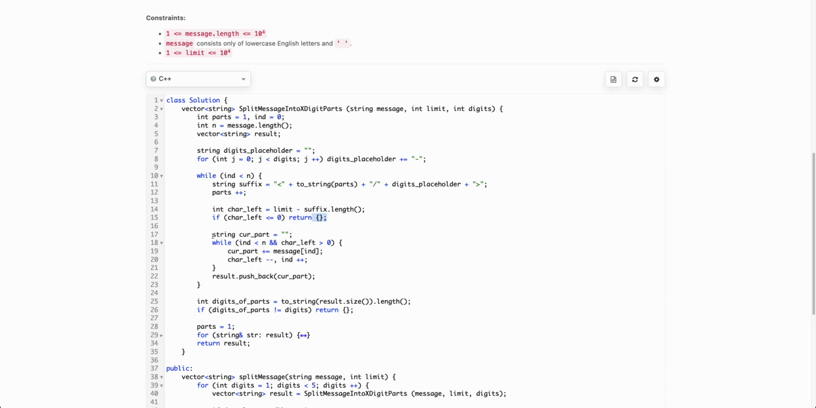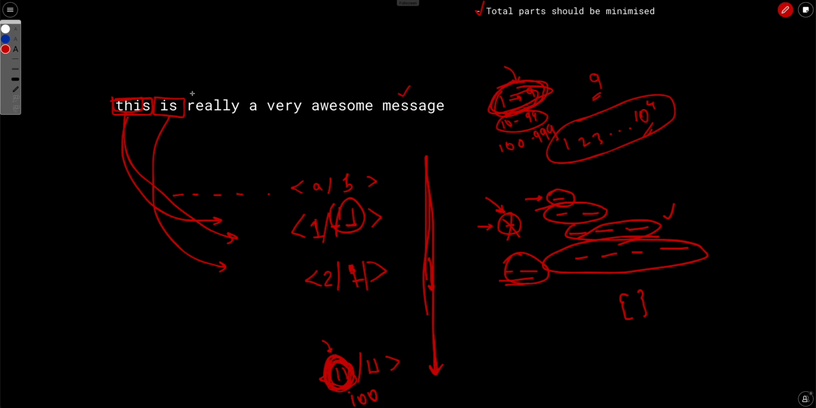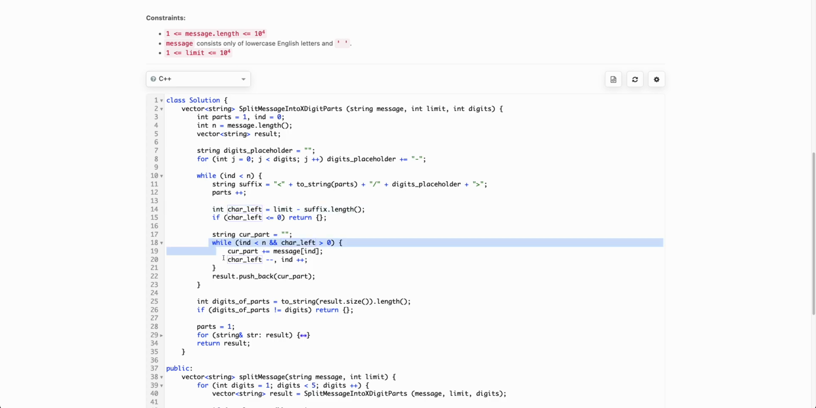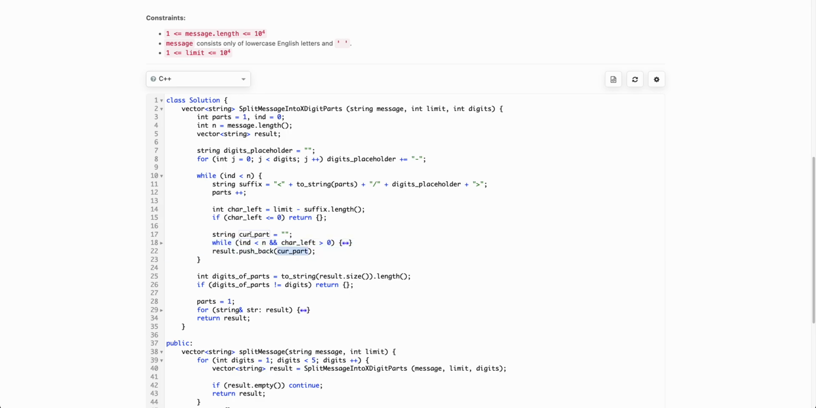Otherwise, we will find out this many number of characters we can put. Depending on how many we have already taken, we will take the remaining x number of characters based on this chars left. That's what this while loop is doing. It is just taking this many characters, and after we have taken this current part, we will push that into a result. Notice that we are not pushing the suffix here, we are just pushing the parts. The suffix is not complete yet. We considered the length of the suffix, but we haven't put the suffix yet because it is not complete. We have a placeholder here. We have to replace this placeholder, right?